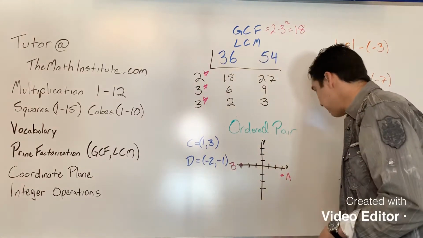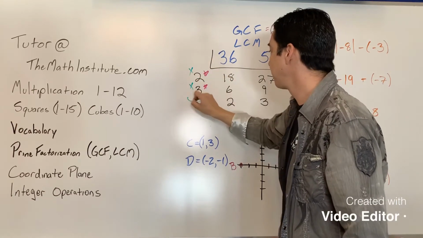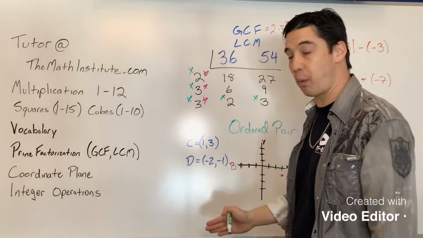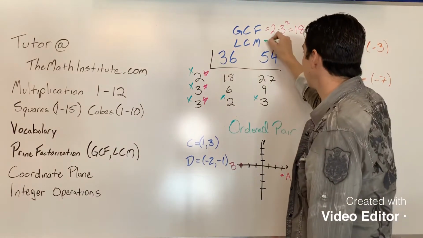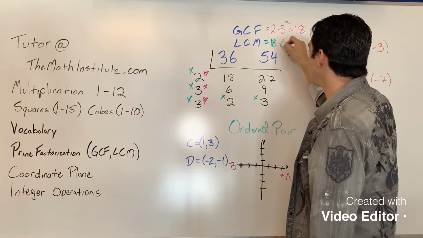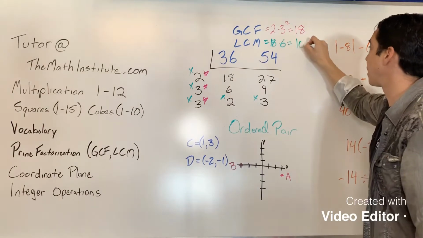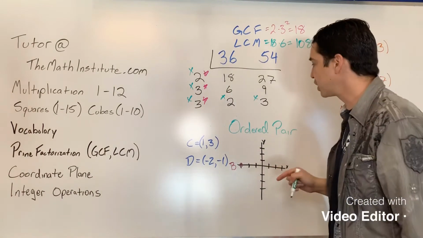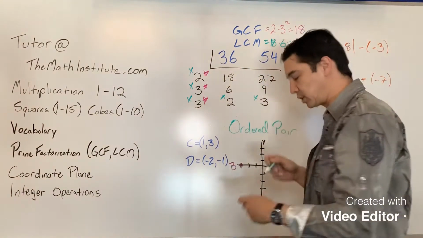The LCM is these same 3 numbers and the bottom row. Take a shortcut. We already know that this is 18. 2 times 3 is 6. So 18 times 6 is equal to 90 plus 18 is 108. The LCM is 108, meaning the smallest number that these 2 numbers divide into is 108.